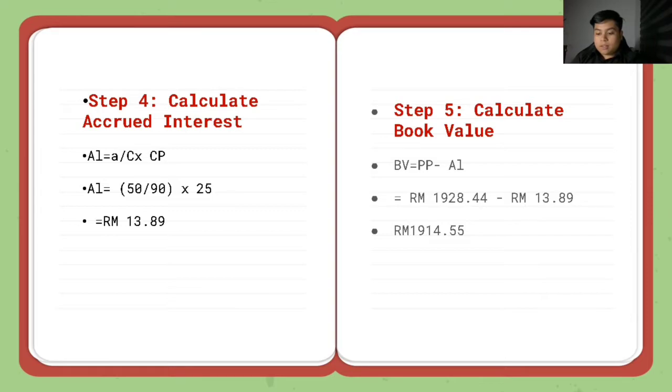After that, calculate the book value. The formula is purchase price minus accrued interest. The book value is RM1940 ringgit and 55 cents.